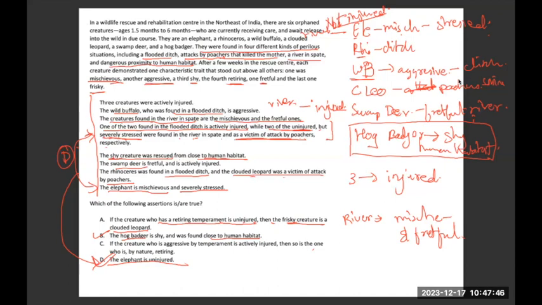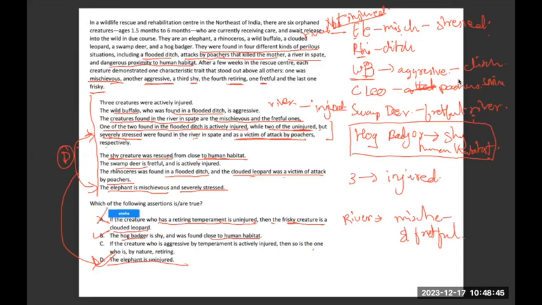These two statements are the ones which we are not able to derive, because we cannot clearly say whether the frisky creature is injured or not injured. We can derive that there are two animals which are injured, definitely. One is in the flooded ditch. It can be the wild buffalo also, because it's written one of the two found in the flooded ditch is actively injured, and the wild buffalo is found in the flooded ditch, but we don't know whether or not the injured one is the wild buffalo. So the wild buffalo is aggressive by nature, but the other one can be frisky also. The other one can also be the one with a retiring temperament. It is difficult to derive the A part in the first case.